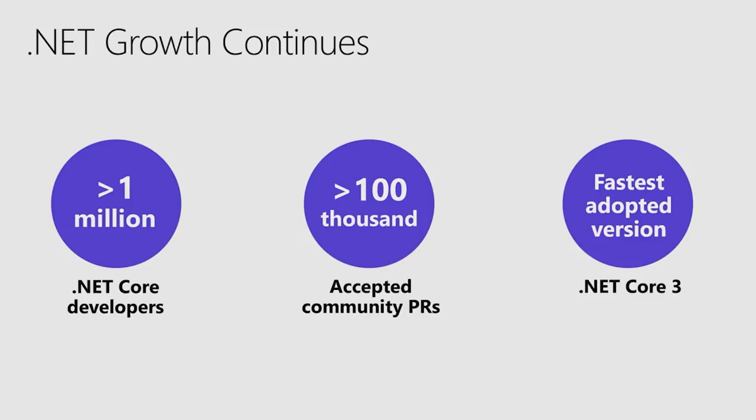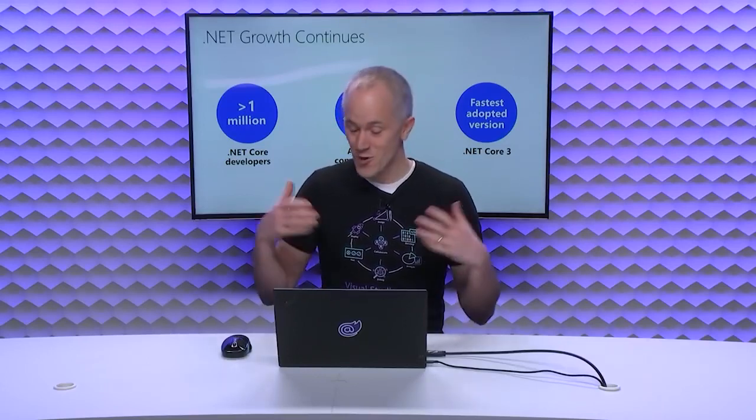.NET Core, our cross-platform and open-source implementation of .NET, now has over 1 million active developers using it every month. .NET also has a great open-source ecosystem. We have now accepted over 100,000 pull requests from the community as we've built the platform together. If you contribute to .NET open source, thank you for making .NET what it is today. And we're not done. We've got a lot more to do.